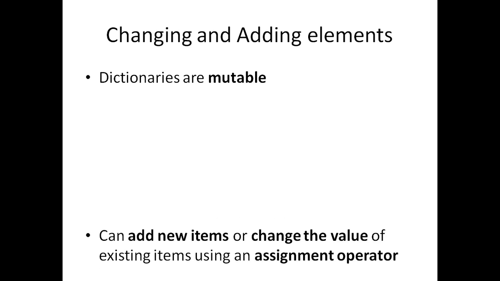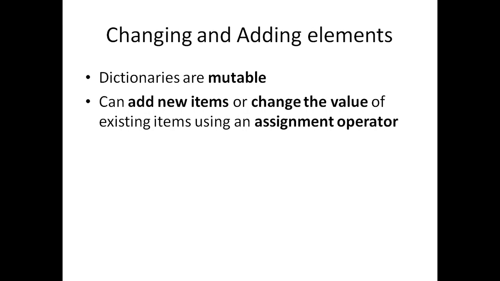Next topic is how to change and add elements in a dictionary. How to change the elements, and also how to add the elements. So dictionaries are mutable. Mutable means we can change the elements. Also, we can add the elements. If we want to change some elements, it is possible to change them in a dictionary. And also, if we want to add new elements to the dictionary, it is also possible since it is mutable.